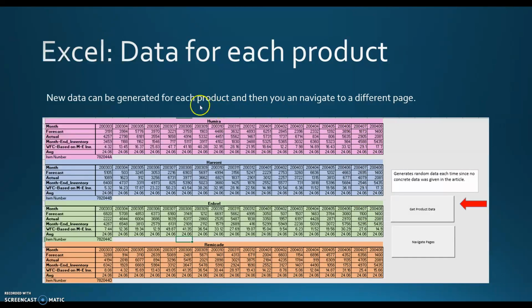So when we go to Excel, you'll see this after the home page. In this page, I created data for four pharmaceutical products to where you can generate their data, because in the article there was no data given except for like a little snippet, but that didn't help. So I created my own, so you can press a button where it generates new data each time, and then the button under that can navigate you to a different page in the DSS.